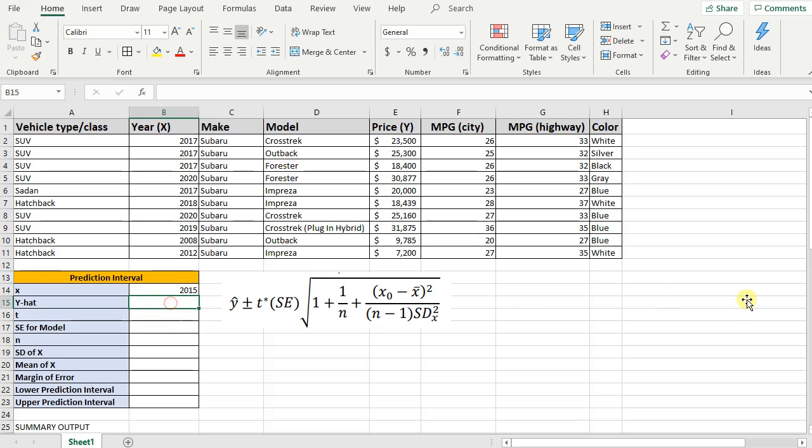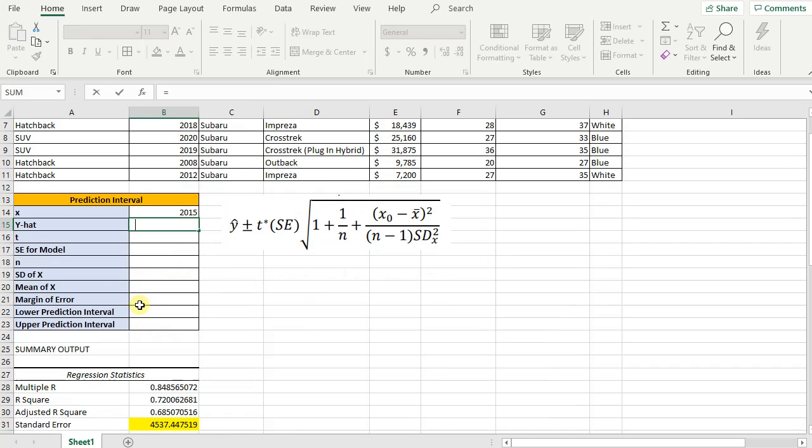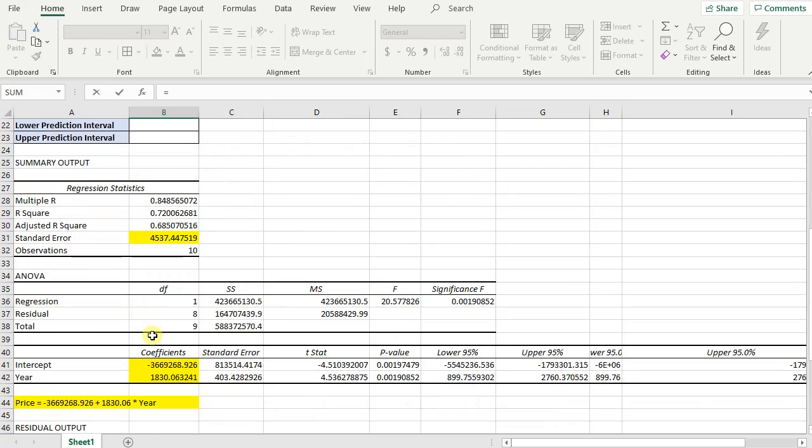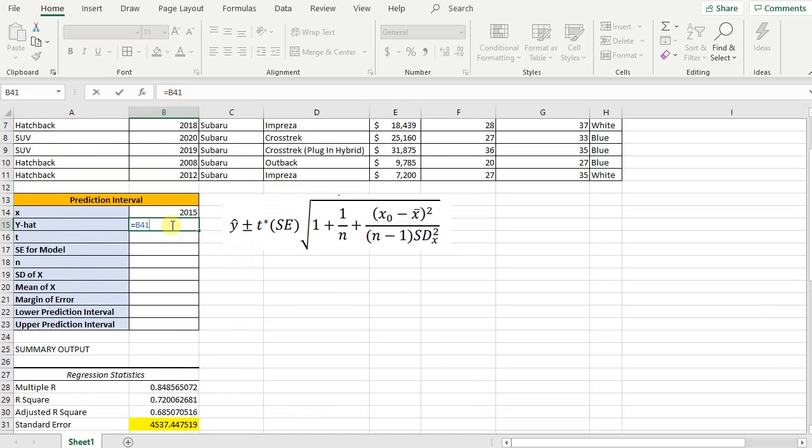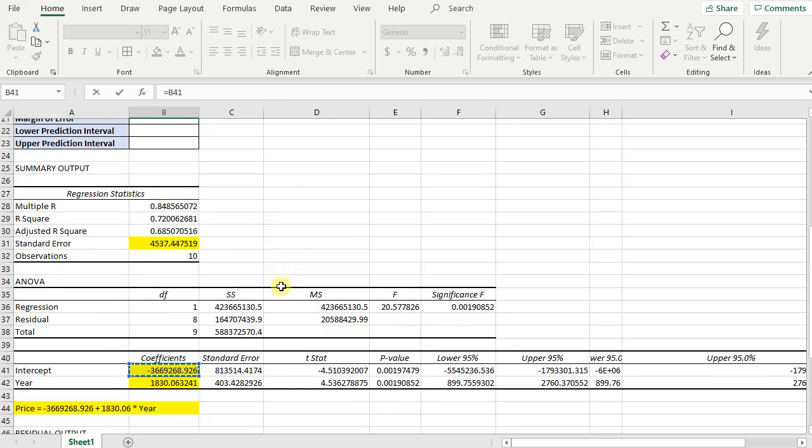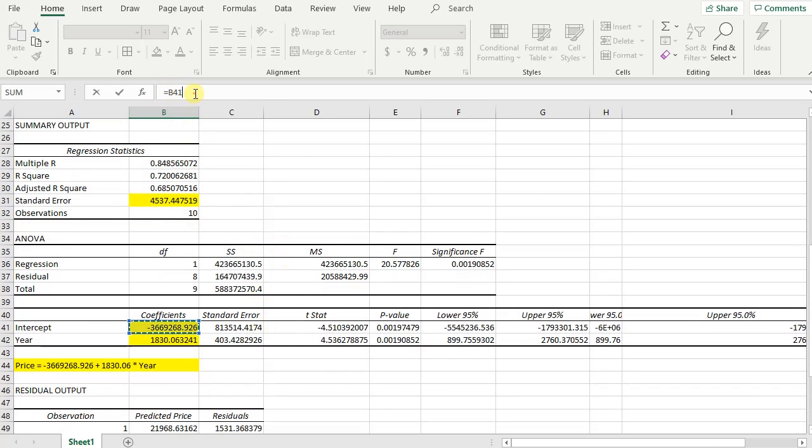All right, so now y hat. How do I figure out the predicted price of a car from 2015? I'm going to use cell formulas so I don't have any rounding error. So just press equals, and what I want is that intercept. I'm going to click that intercept cell, and I can see my formula up top here. So I'm just going to type it in this bar up top.